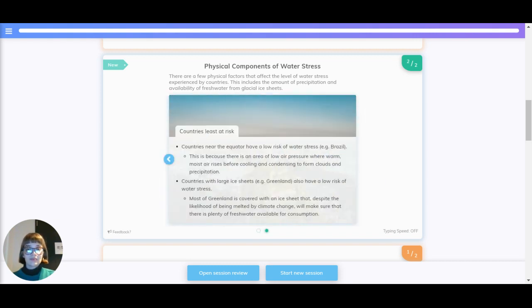Countries least at risk. Countries near the equator have a low risk of water stress, like Brazil. This is because there is an area of low pressure, where warm, moist air rises before cooling and condensing to form clouds and precipitation. Countries with large ice sheets, like Greenland, also have a low risk of water stress. Most of Greenland is covered with an ice sheet that, despite the likelihood of being melted by climate change, will make sure that there is plenty of fresh water available for consumption.